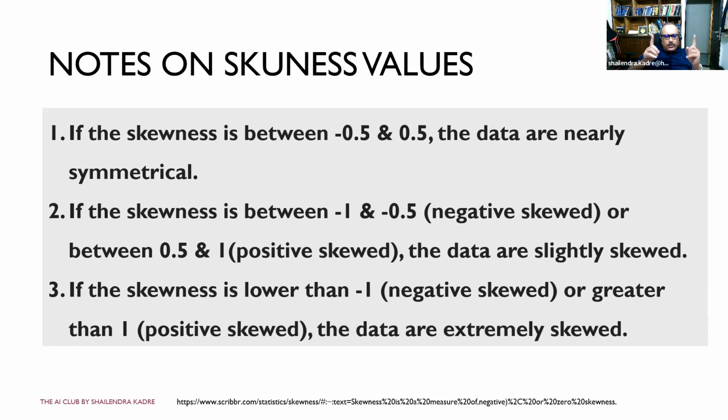Important for us is to get between minus 0.5 to plus 0.5. That is important for us to get. If we get that, we will apply Gaussian and we are very happy. Our problem will be very simple. But if it is between minus 0.5 to minus 1, it is slightly skewed. We are still okay. Between plus 0.5 to 1, it is positively skewed, but slightly skewed.